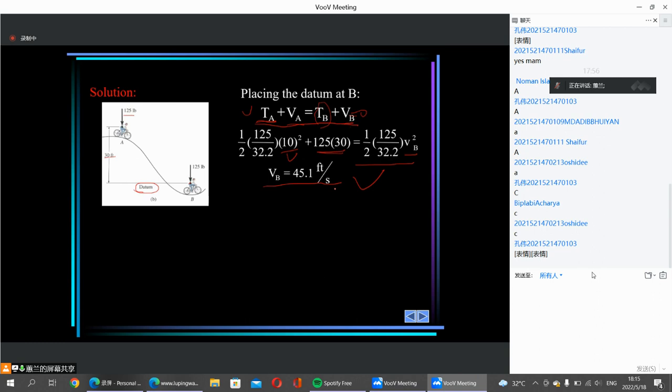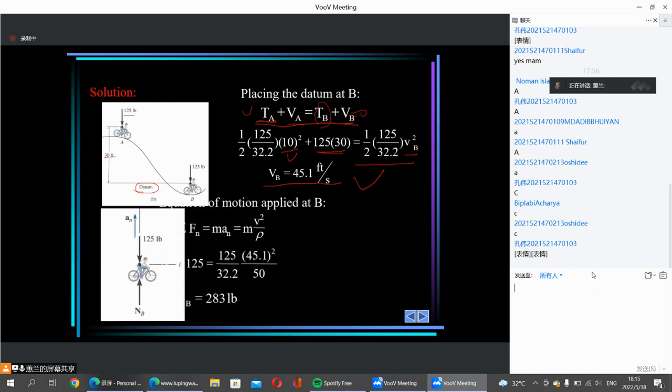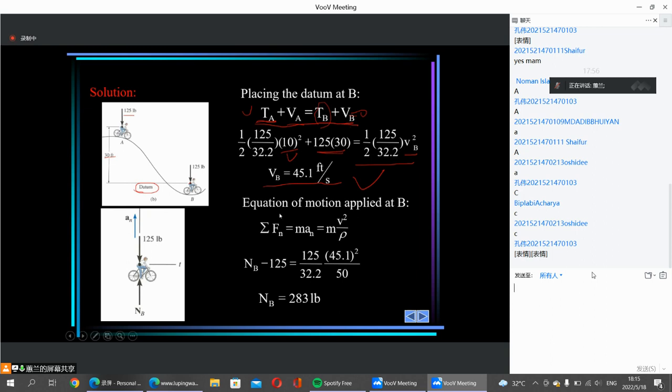After we find VB, we need to find the normal force. What we can do is apply the equation of motion. You see, this is the FBD. It's quite simple: the normal force, the weight, and then we have the equation of motion in the normal direction, Sigma Fn equal to m an. Here an is the normal acceleration, because the girl has a circular path.